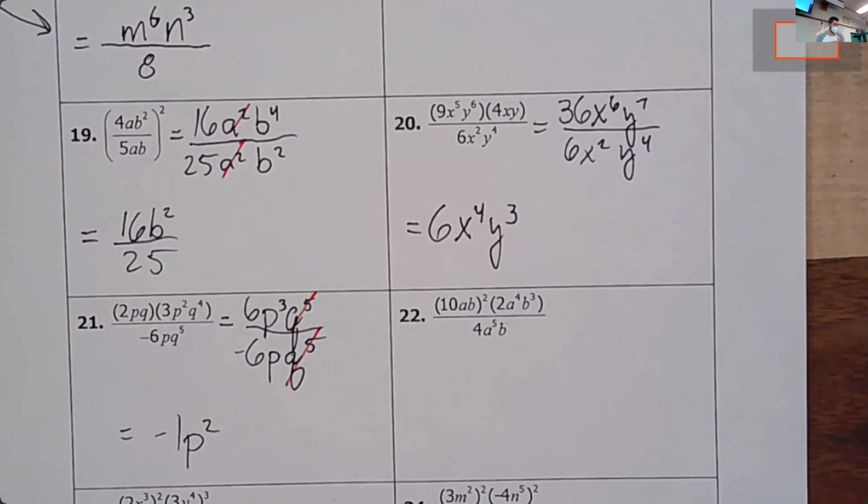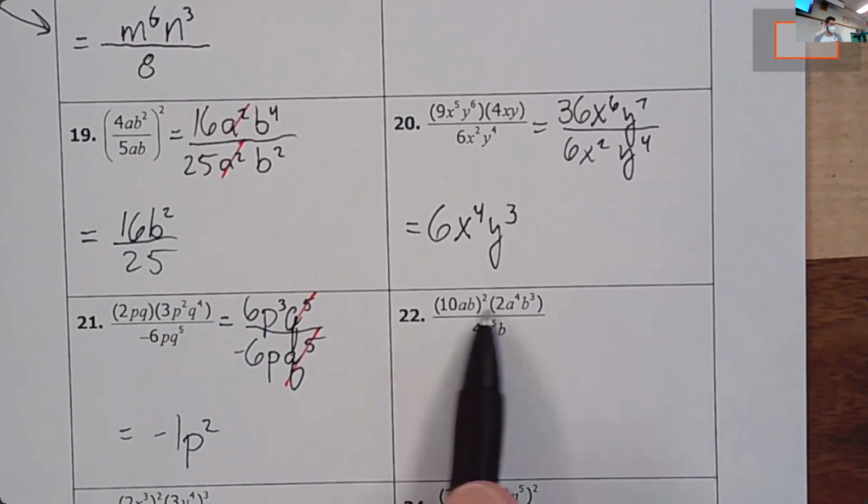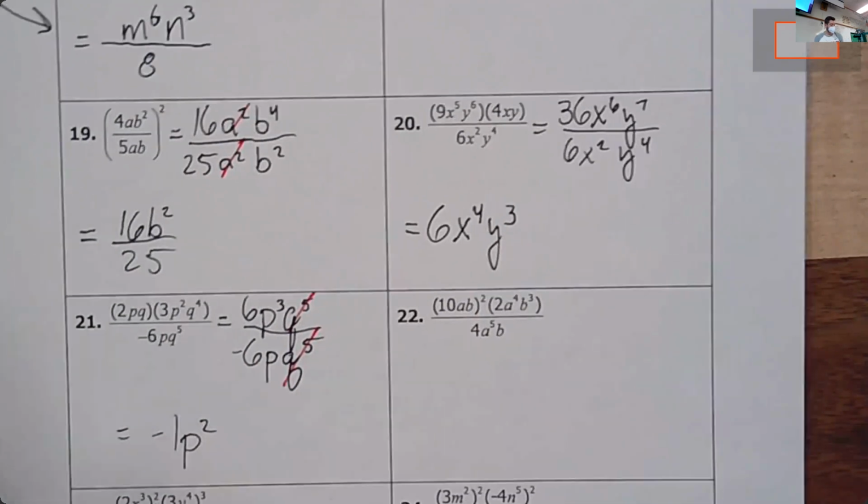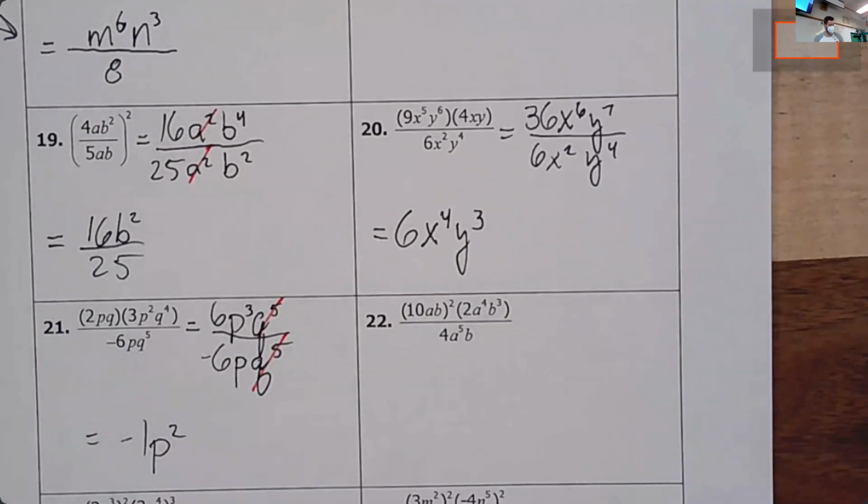22. This one is going to use the power rule, the product rule, and the quotient rule. And we have to use the power rule on this one because the first set of parentheses does have an exponent on the outside of it. So this one's going to be a few steps in terms of showing what's going on here.